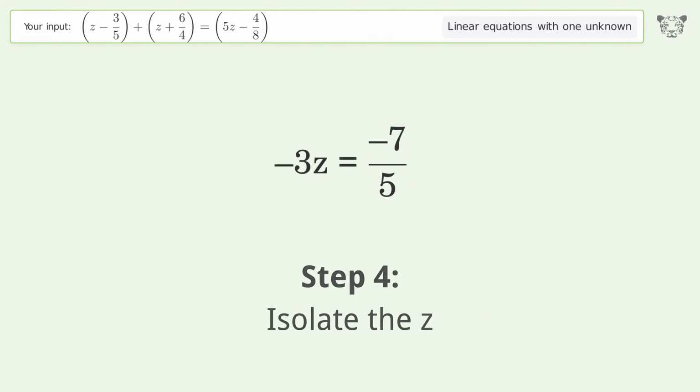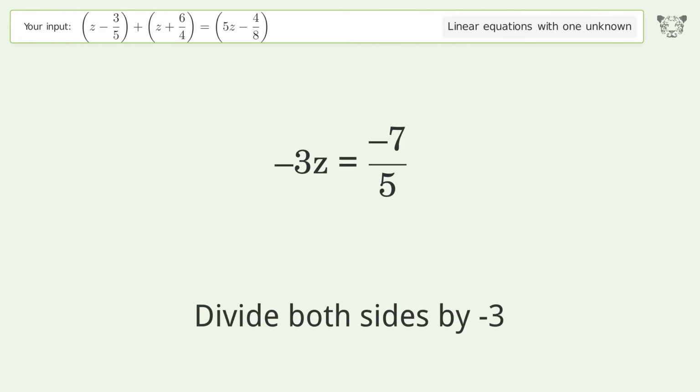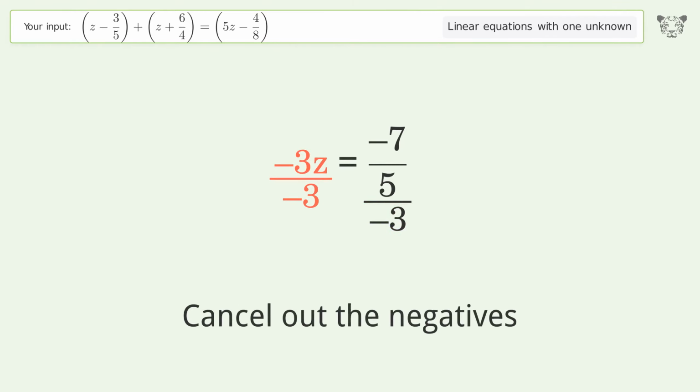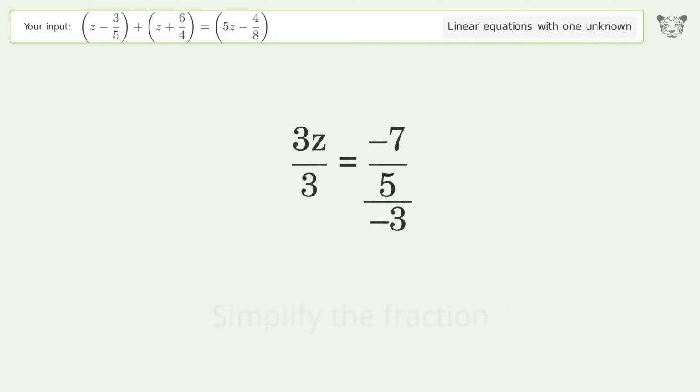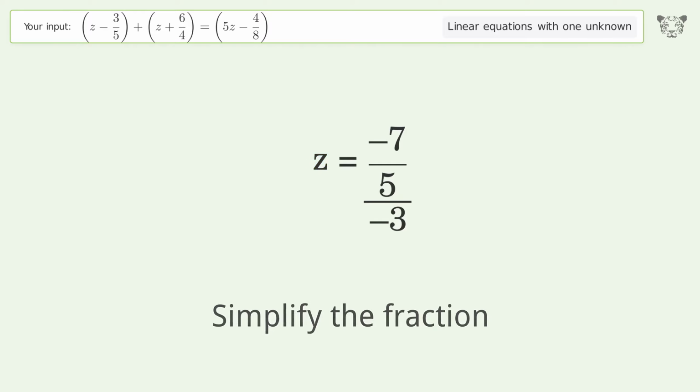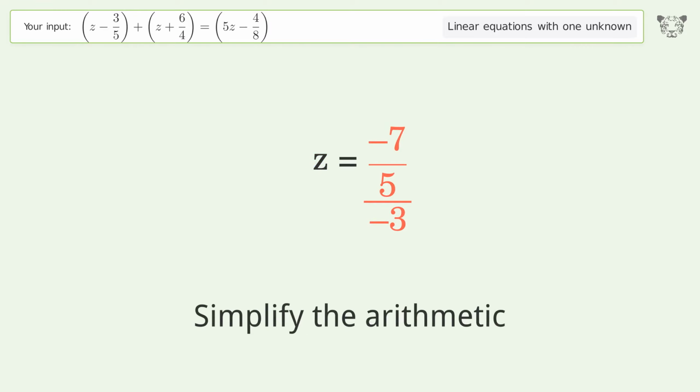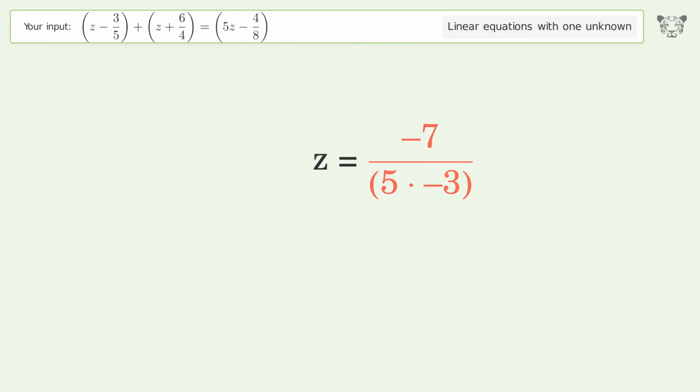Isolate the z. Divide both sides by -3. Cancel out the negatives. Simplify the fraction. Simplify the arithmetic. And so the final result is z equals 7/15.